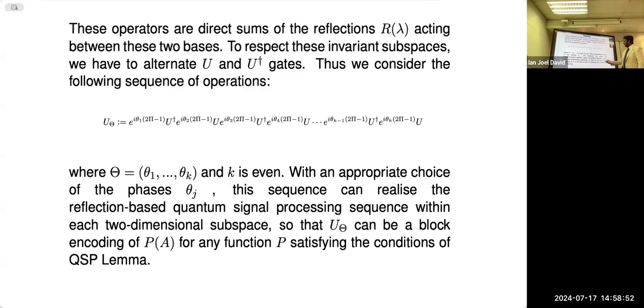So what we can do is this U of capital Theta will produce a block encoding of some polynomial of our operator A, for any polynomial that satisfies those conditions in the quantum signal processing lemma. So if P satisfies all of the conditions that I mentioned before, this circuit here can realize P of A, okay? Or at least a block encoding of P of A.